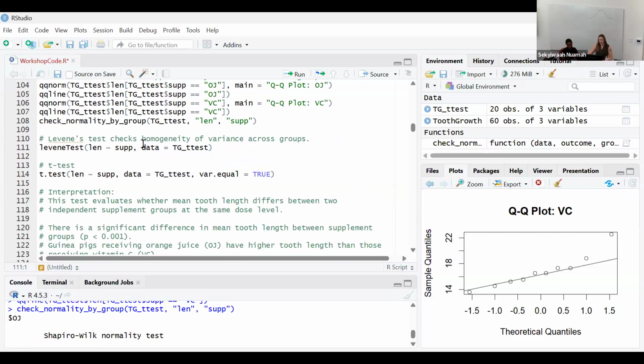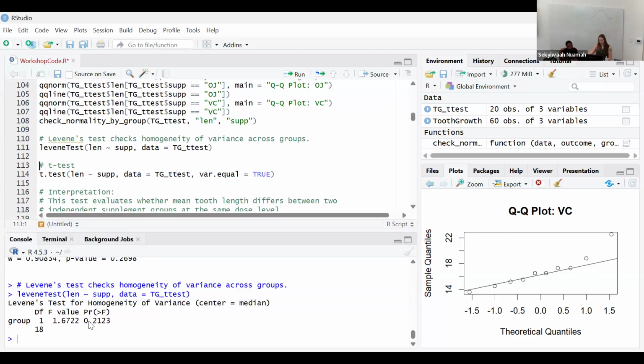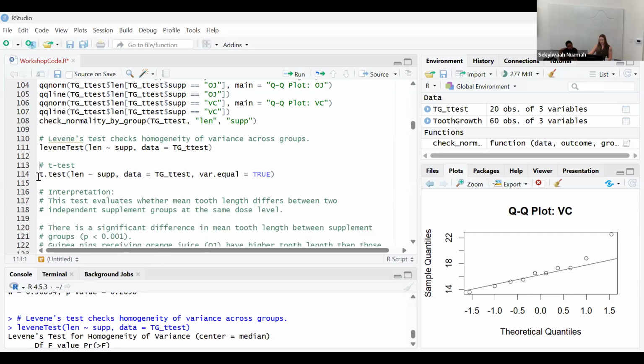Okay, and then this Levene test just checks for equal variances across groups. You usually do this to check for homogeneity whenever you have more than one group. So let's run that. And our p-value is 0.2123. So again, that's good, and we do have equal variances.